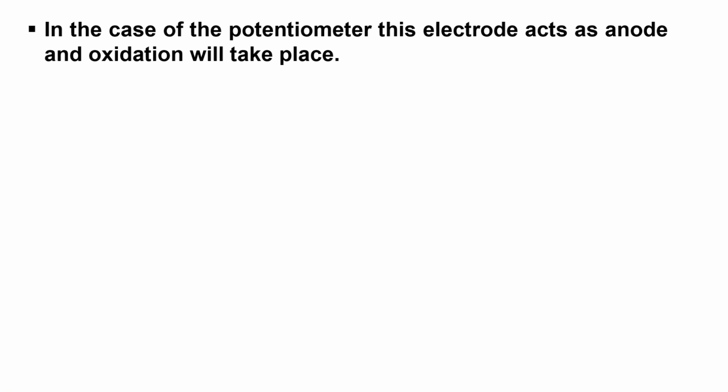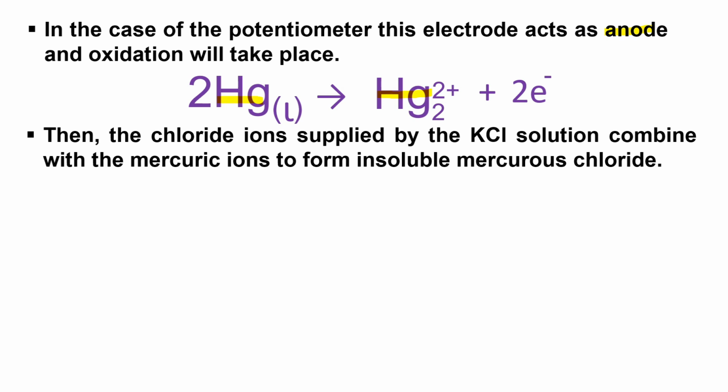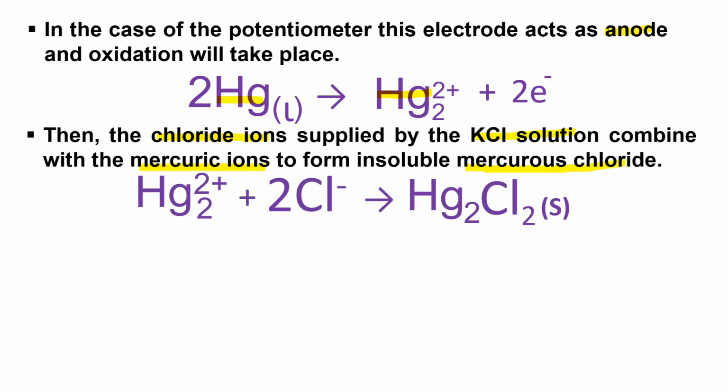In the case of a potentiometer, this electrode acts as the anode and oxidation will take place. For this, metallic mercury oxidizes to mercurous ions. Then the chloride ions supplied by the potassium chloride solution combine with the mercurous ions to form insoluble mercurous chloride, that is, the mercurous ion combines with the chloride ion to make mercurous chloride.